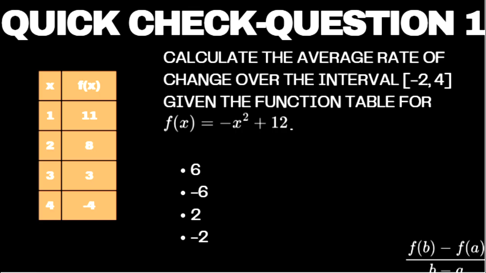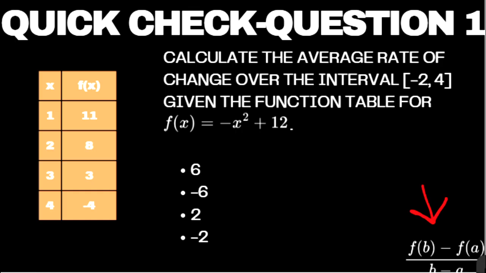Okay, quick check question. I'm not going to give you the answer for this one. This is yours to figure out. Calculate the average rate of change over the interval -2, 4, given the function f of x is equal to -x squared plus 12. And then it gives you options to choose from. Now I will tell you how to do this. I'm not going to give you the answer. But first you need to find your coordinate points, based on the interval. And then you need to use this formula based on the coordinate points you found to figure out which answer is correct.